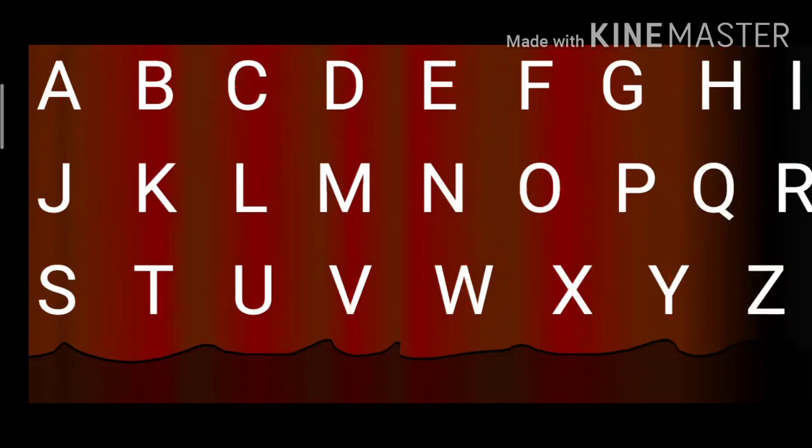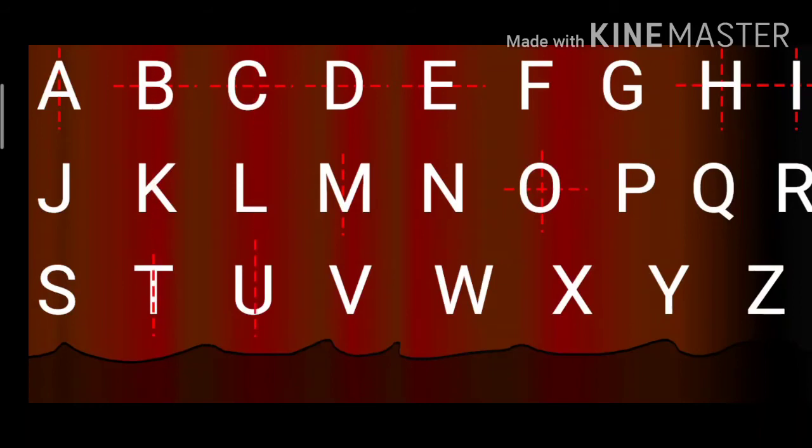In letter X, there are two lines of symmetry. In letter Y, there is only one line of symmetry. In letter Z, there is no line of symmetry. It means you can say how many lines of symmetry are there in letters from A to Z.